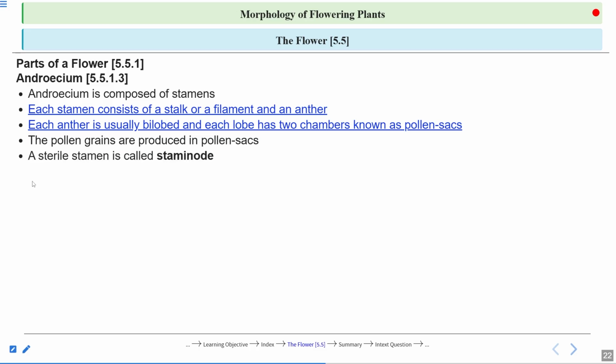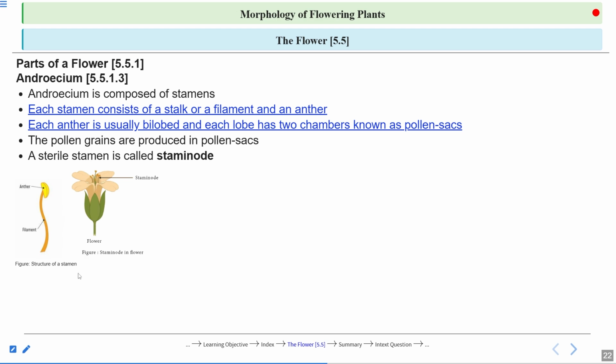And sometimes you see that some of the stamens become sterile. Sometimes some of the stamens become sterile, and that is called staminode, right?